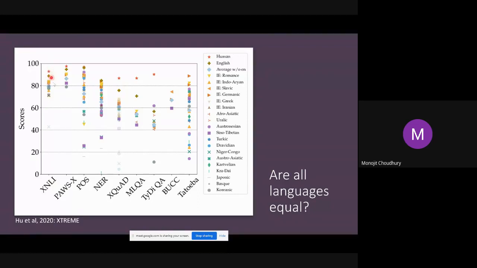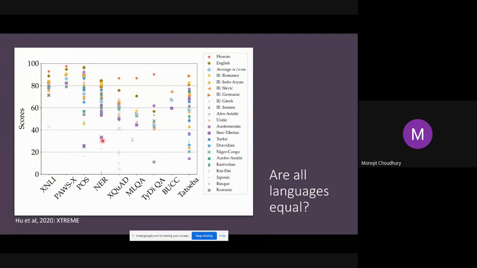So English is 85, if you remember, and the worst was also 68 or 69. So this is a small range. But if you look at something like machine translation, Tatoeba, the range is really, really high, right? From 90% to 15%. And similarly, this is part of speech tagging. So for English, it is close to 97%, but for Sino-Tibetan languages like Chinese, it is 25%.